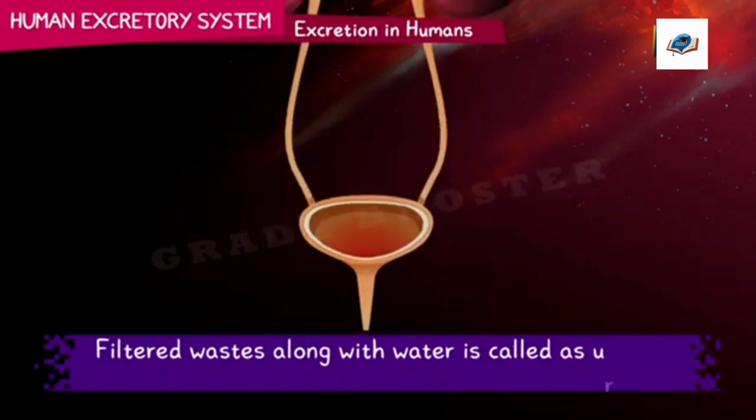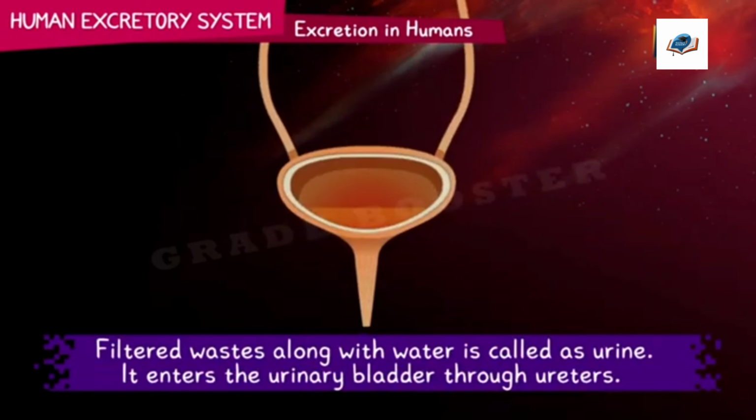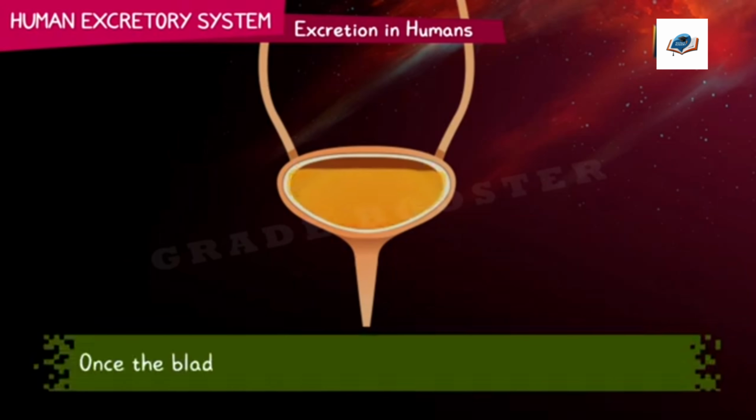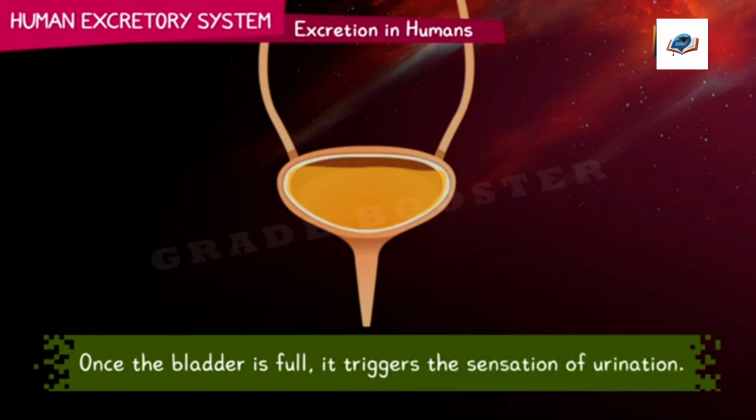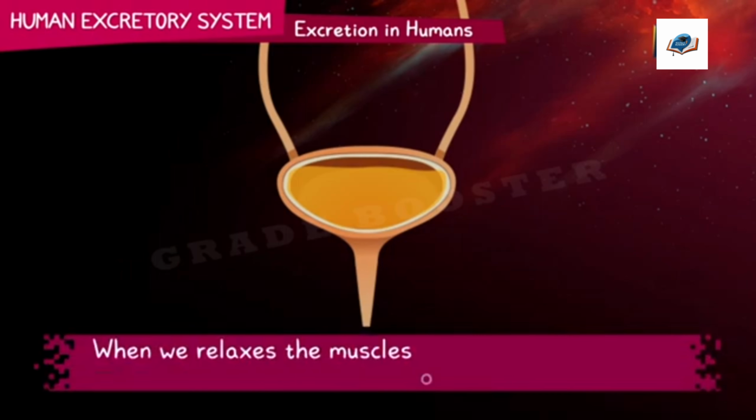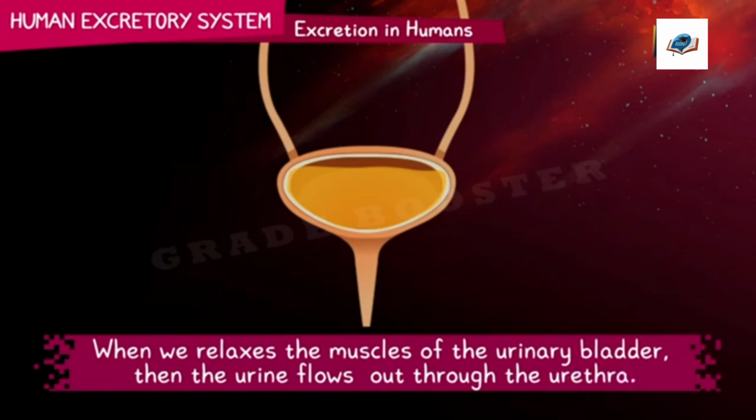Filtered wastes along with water is called urine. It enters the urinary bladder through ureters. Once the bladder is full, it triggers the sensation of urination. When we relax the muscles of our urinary bladder, then the urine flows out through the urethra.